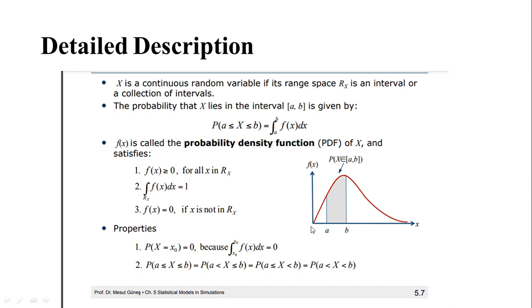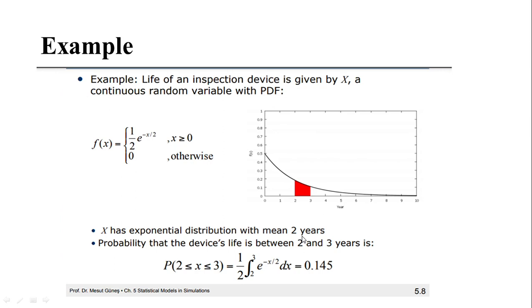Then the general properties: P(X = x0) is equal to 0, because the integral of f of x from x0 to x0 is equal to 0. Then moving on to the next example. Okay, I've added an example.